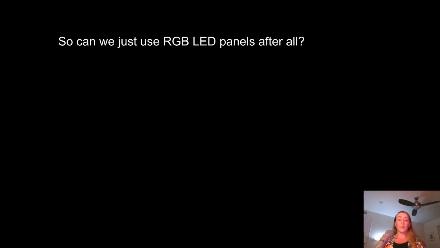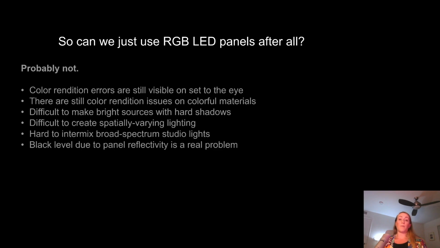But unfortunately in this case the post-correction matrix Q is poorly conditioned, and so we're actually unable to invert it to apply the inverse on the background. So we've seen at this point that we can ameliorate some of the color rendition challenges that come with using RGB LEDs. And so this begs the question, can we just use RGB LED panels after all that? And the answer we think is probably not.